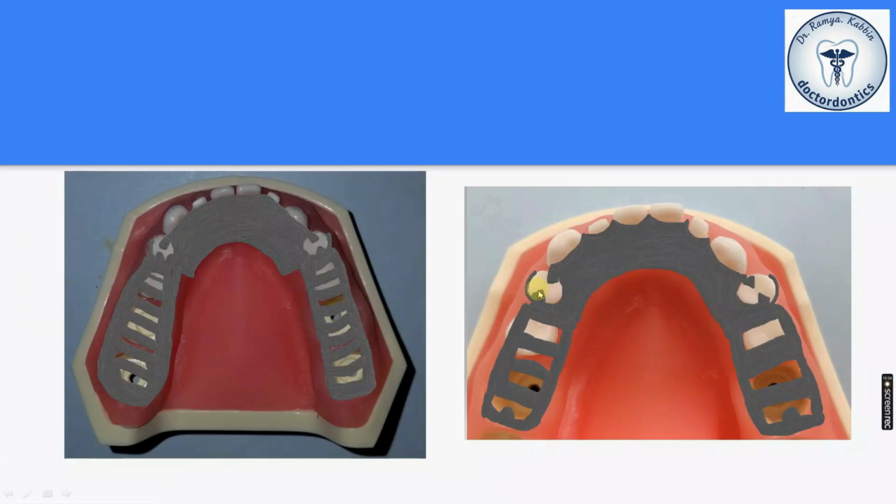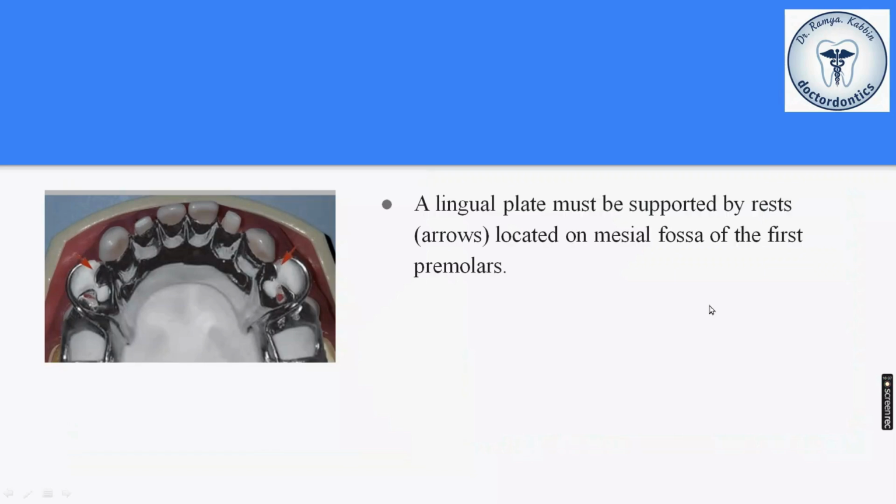Now this is the lingual plate. It is extending from the lingual surface of remaining anterior teeth as low as possible in the floor of the mouth, as low as allowed by the soft tissue. You can see. Now the lingual plate must be supported by the rest. Here you can see they should be on a mesial fossa of the first molar. They shouldn't be far from this or more posterior to this. Failure to provide these rests may result in rotation of the framework and labial displacement of the anterior teeth.